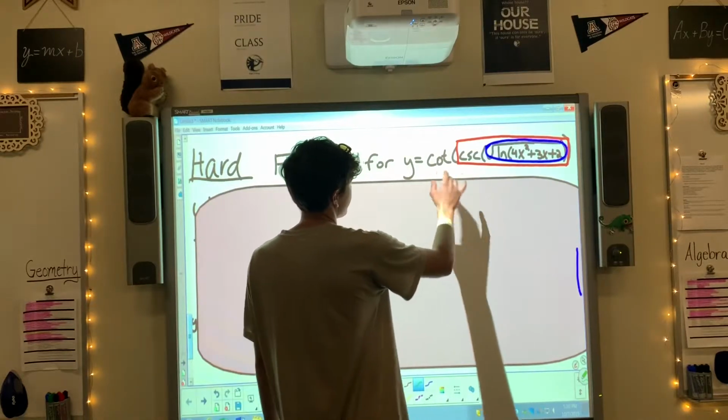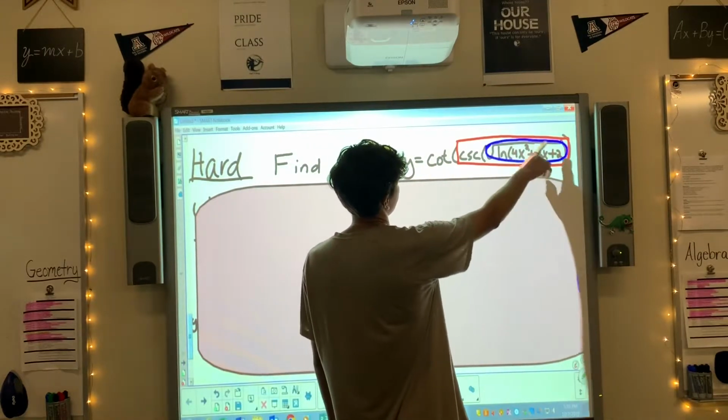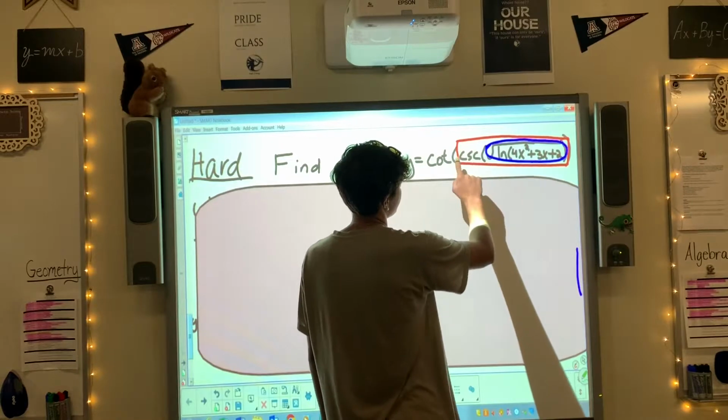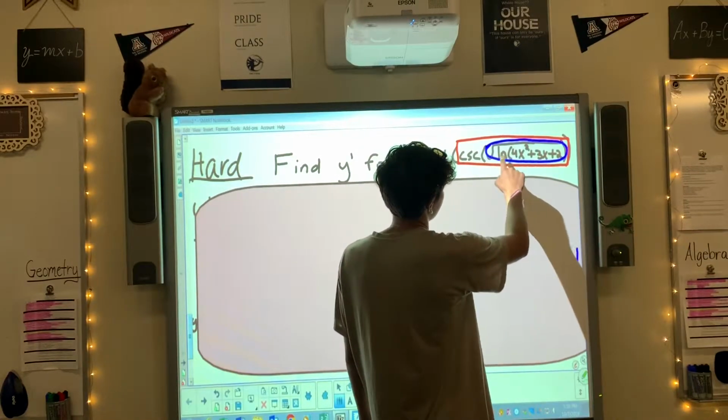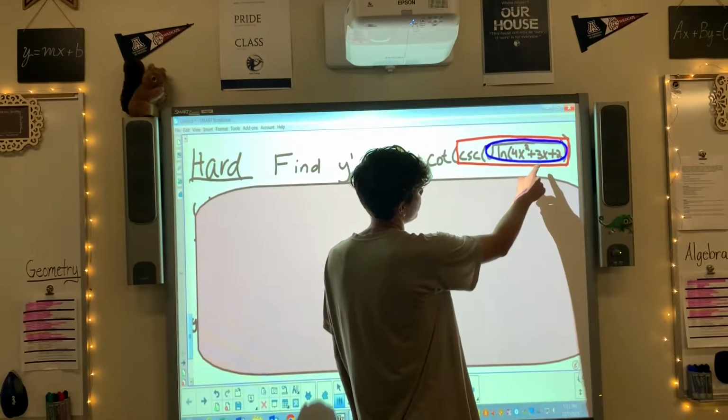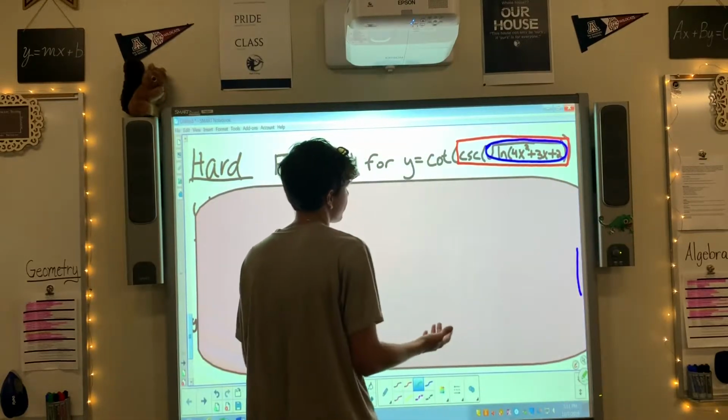realizing what our box is. So we have the cotangent of our box right here. Our box is this cosecant of the square root of ln of 4x squared plus 3x plus 2. So we have our box now.